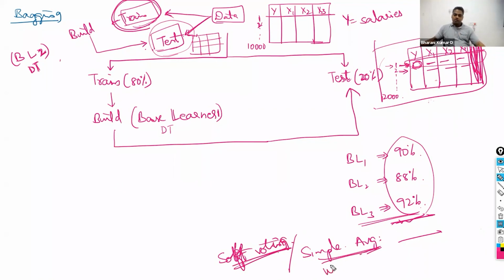Now, instead of simple averaging, I can proceed further with weighted averaging also. What do you mean by weighted averaging? That algorithm which gives me the highest accuracy, I give it the highest weightage. The one which gives me the next highest accuracy will be given slightly less weightage. This will be given the least weightage. Okay, that's how it is calculated. By using some normalization, it is done. That's a simple calculation.